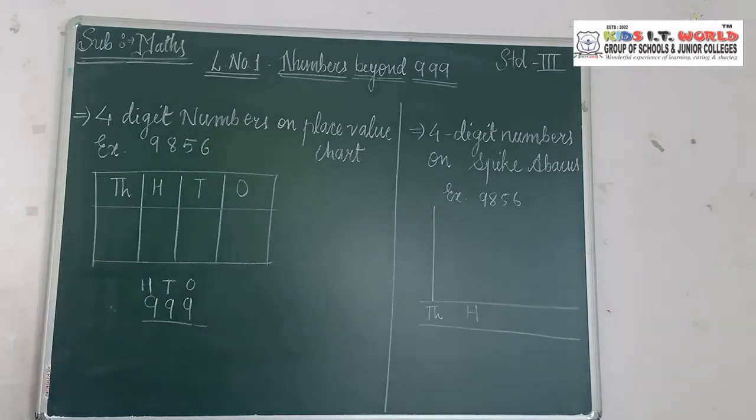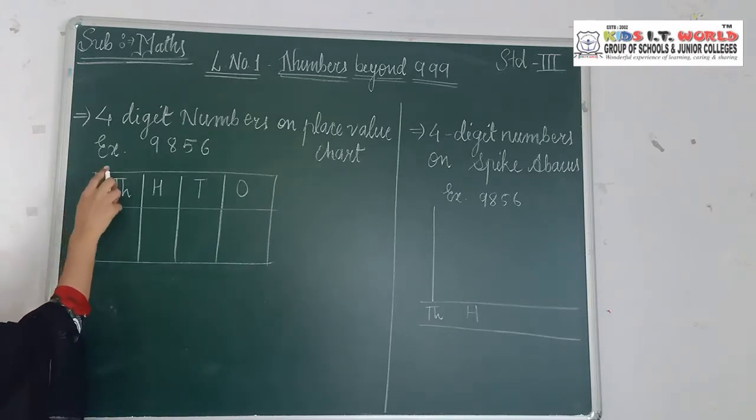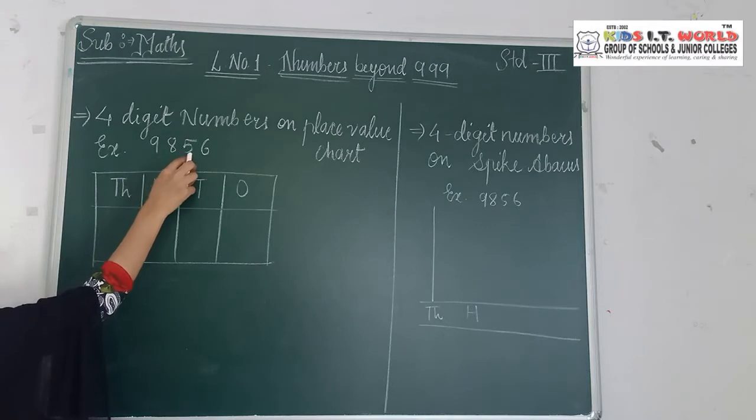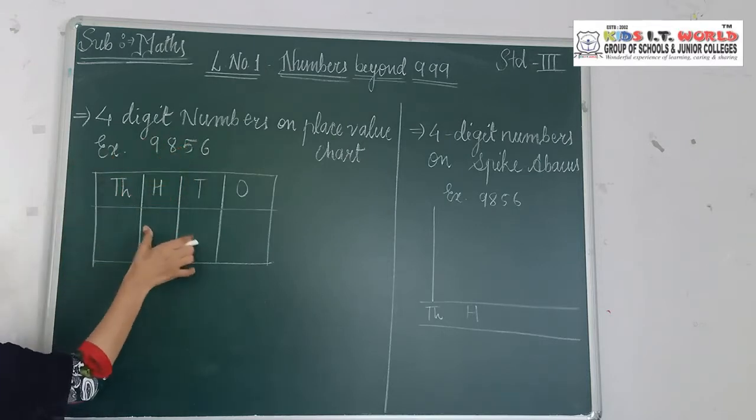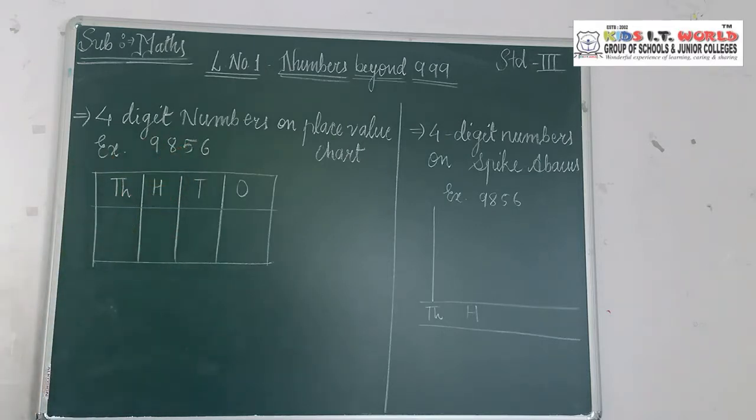Here, the 4 digit number: how will you represent it on the place value chart, and how will you represent it on the spike abacus chart? So first we will see how to represent the number on the place value chart. Here I have taken the example 9856. Now how will you represent that number on the place value chart?